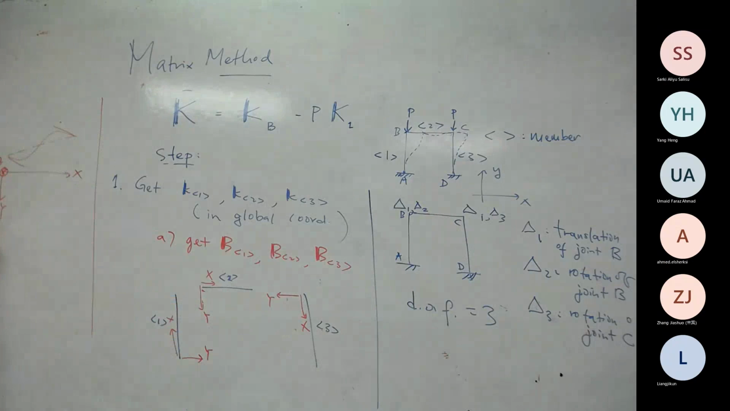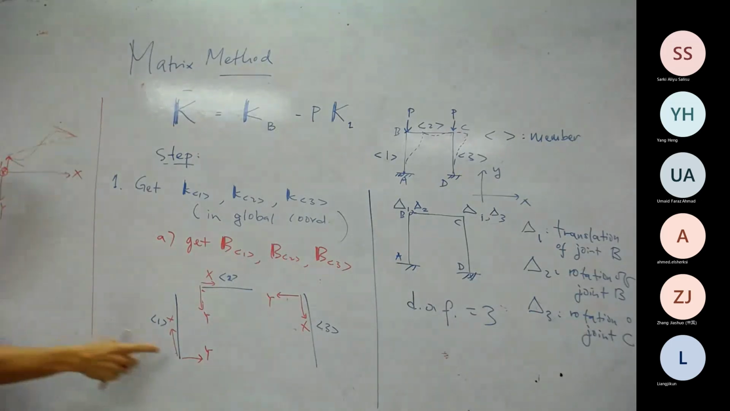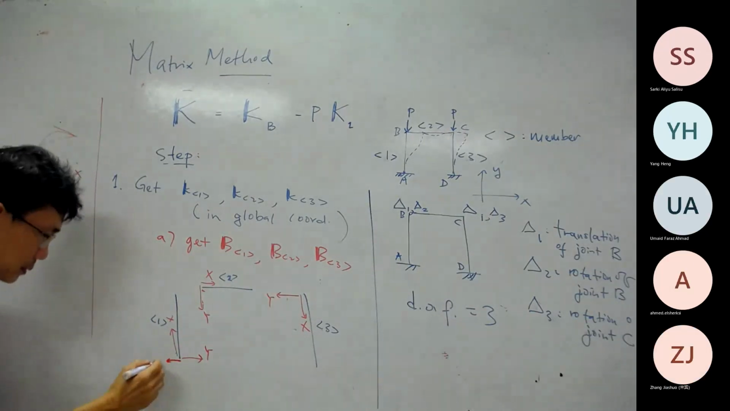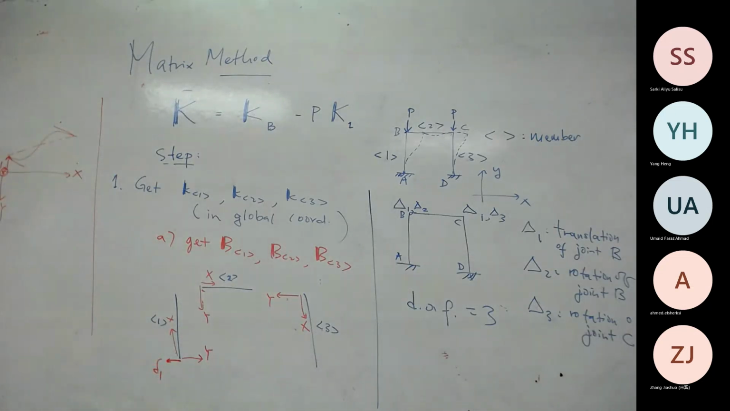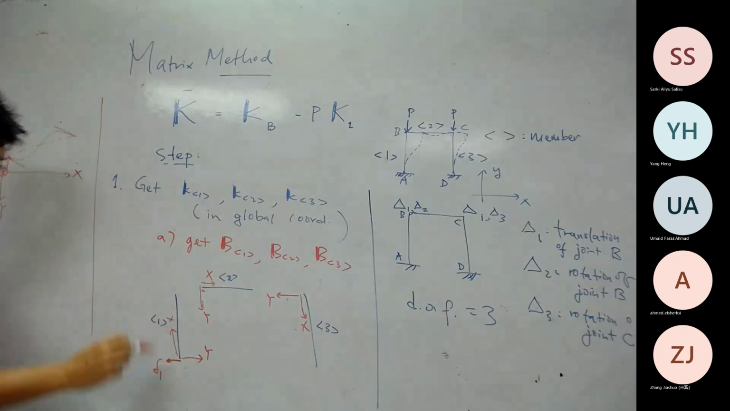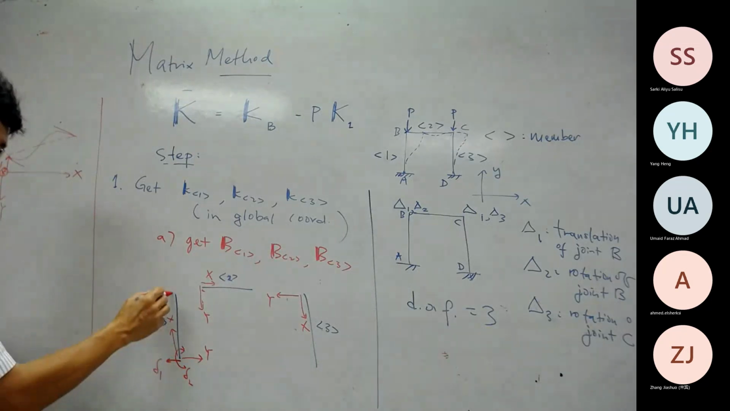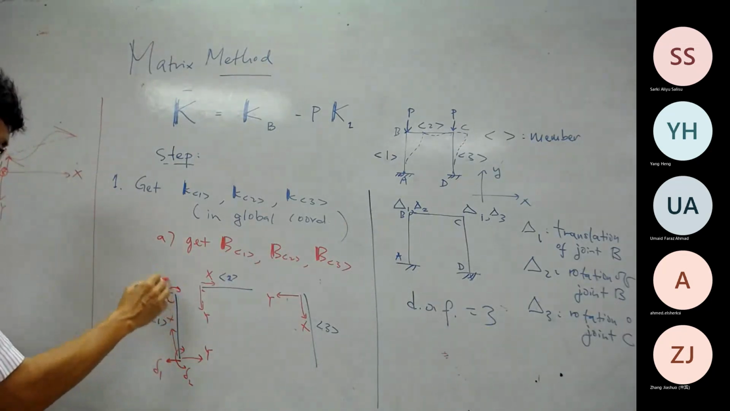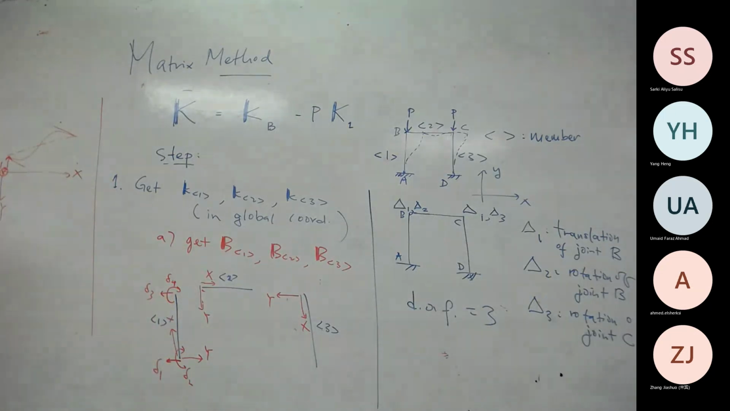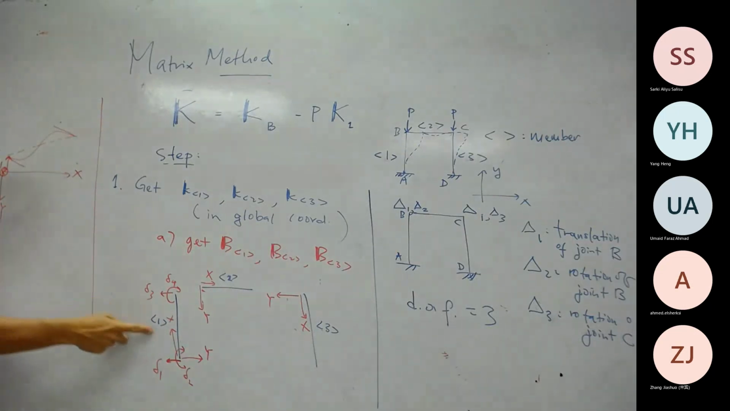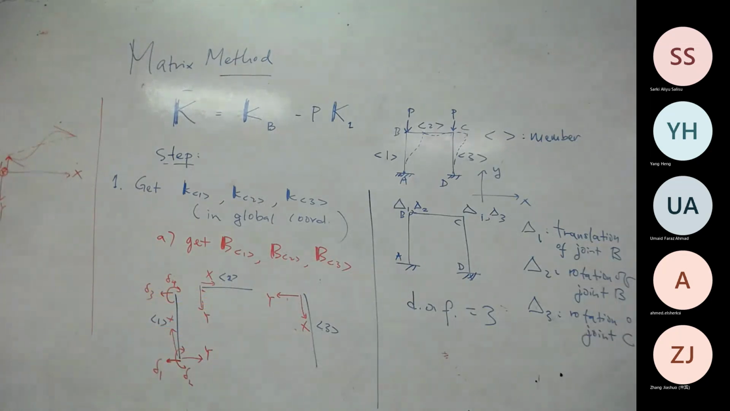Then, here, the local delta 1, which is the translation, is opposite to y. So here you have delta 1 opposite to the y. Then you have rotations, each of the member clockwise, delta 2, and here delta 3, clockwise delta 4. Okay. So that is why we need to get this correct in each of the element, the y direction.